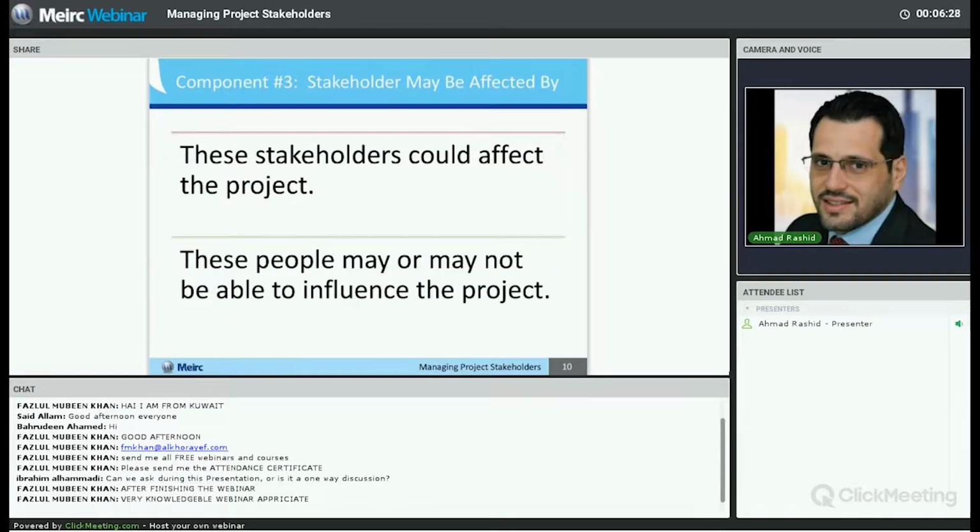Now, the third component says that the stakeholders may be affected by. When you talk about stakeholders, they might affect the project, but they also might be affected by your project. So ideally, we want all the stakeholders who are going to be affected by a project to have input into the process. But realistically, in many projects, this is not feasible. So sometimes we have stakeholders who might be affected by and influenced by the project, but they don't have any influence on the project itself. And later, when we introduce the stakeholder mapping matrix, you will see the difference between stakeholders who can affect or who can be affected by the project outcomes.